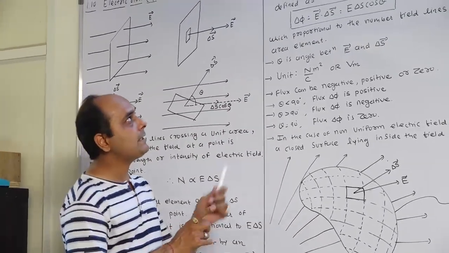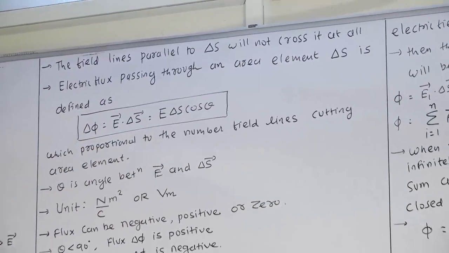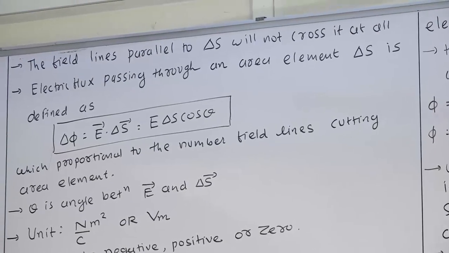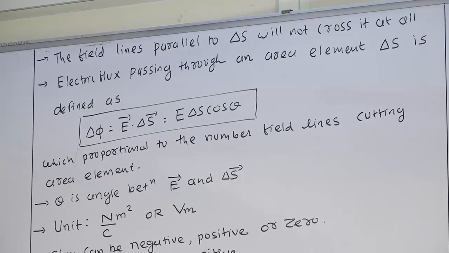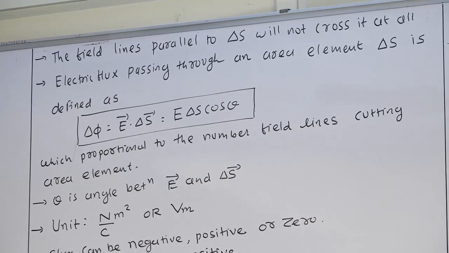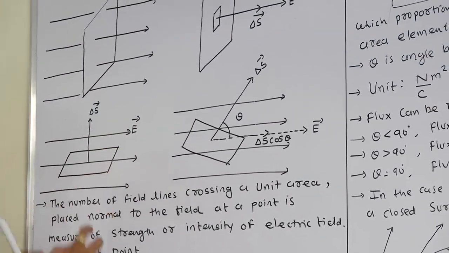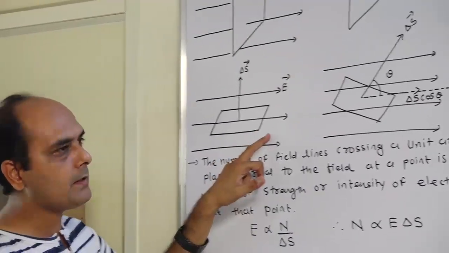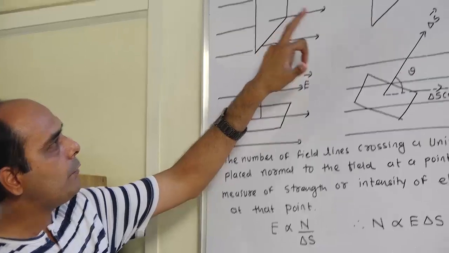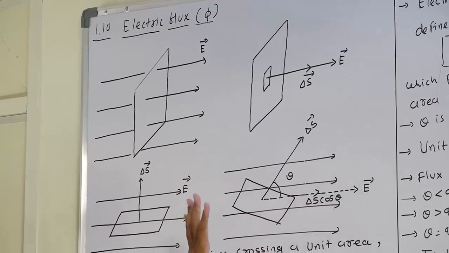So dear student, the next equation: the field lines parallel to the delta S will not cross it at all. That is shown in this diagram. The field lines are parallel to the delta S, so no field lines are passing through this plane, and the flux is zero. In this case, the flux is maximum, but in this case, the flux is slightly less.